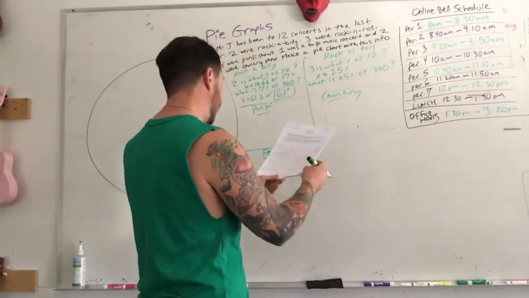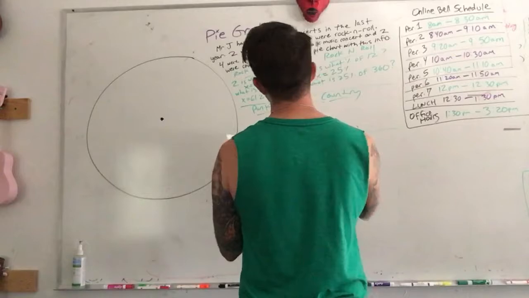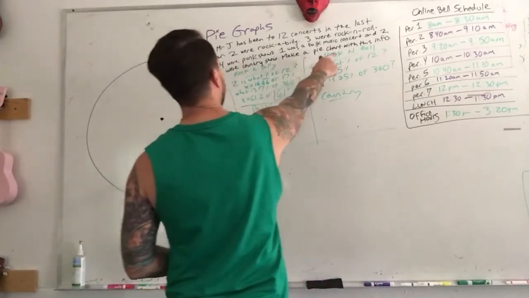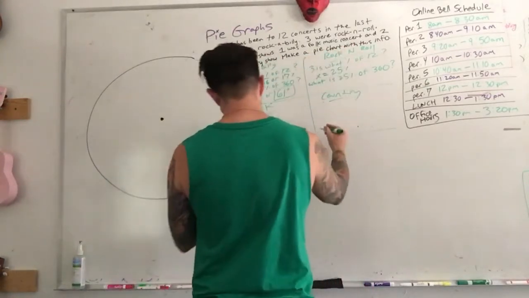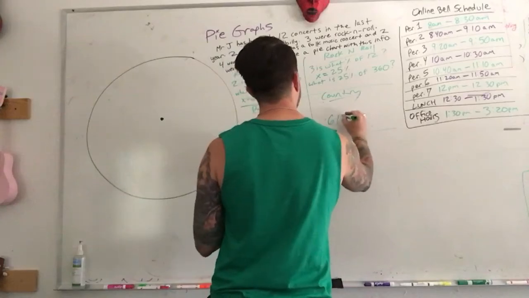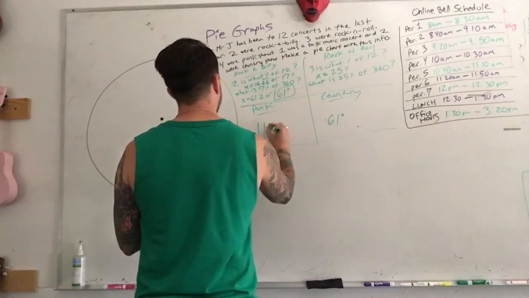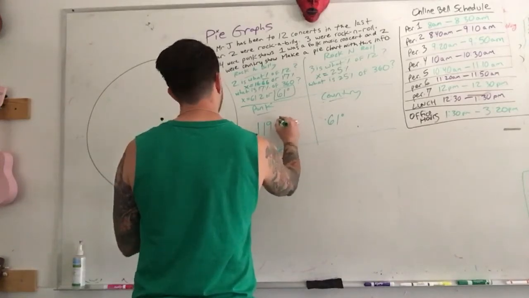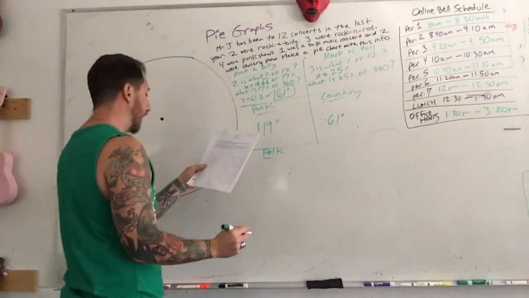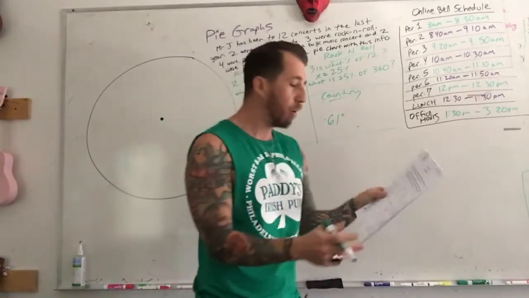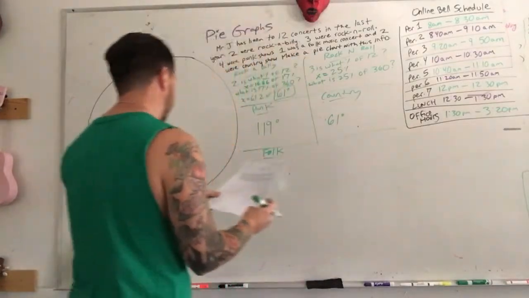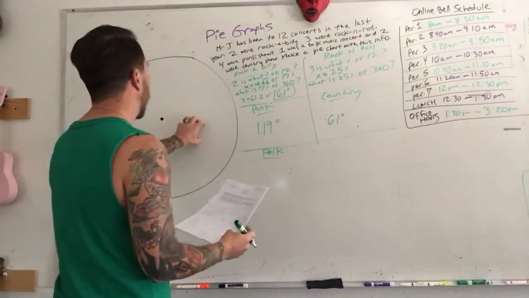Let's see, country music was the same as rockabilly, right? It's the same amount of shows, 2. So that one ended up being 61 degrees. Punk ended up rounding up to 119 degrees, but you should get about 118.8, but we'll round that up to 119 degrees for graphing.